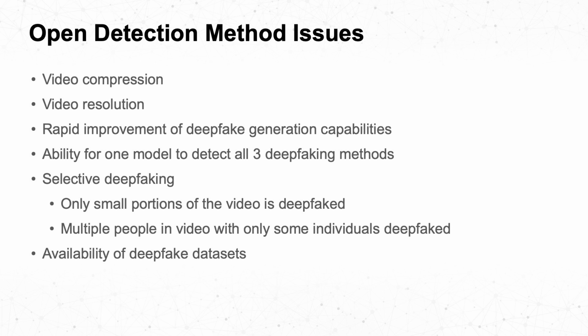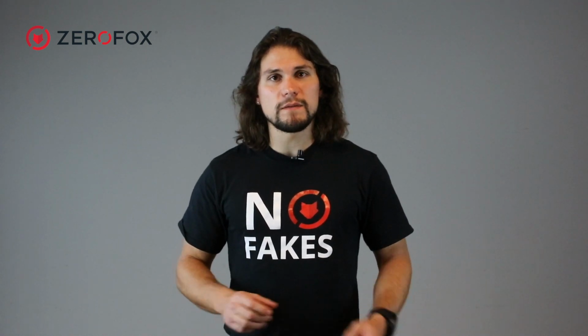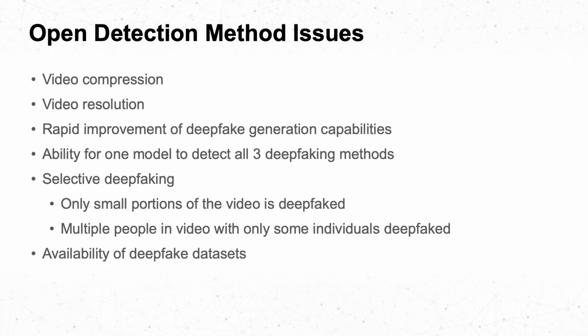So despite the progress that's been made in the past year and a half, there's still a number of open detection method issues. Two of these I've already talked about, but video compression and resolution continue to be a problem. Another major issue is the rapid improvement in deepfake generation capabilities. Even within just the past couple of months, we've seen some really seminal developments in deepfake creation and detection. On the detection side, we have to keep up with this rapid improvement cycle.